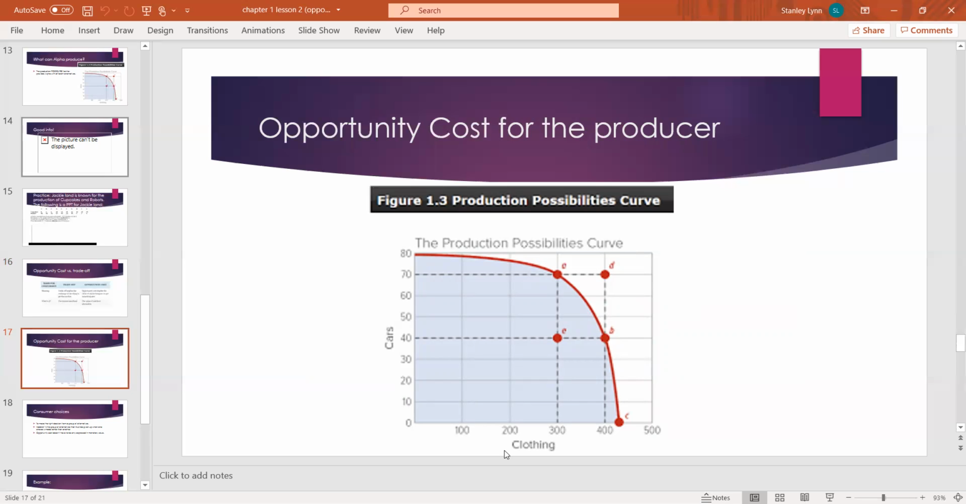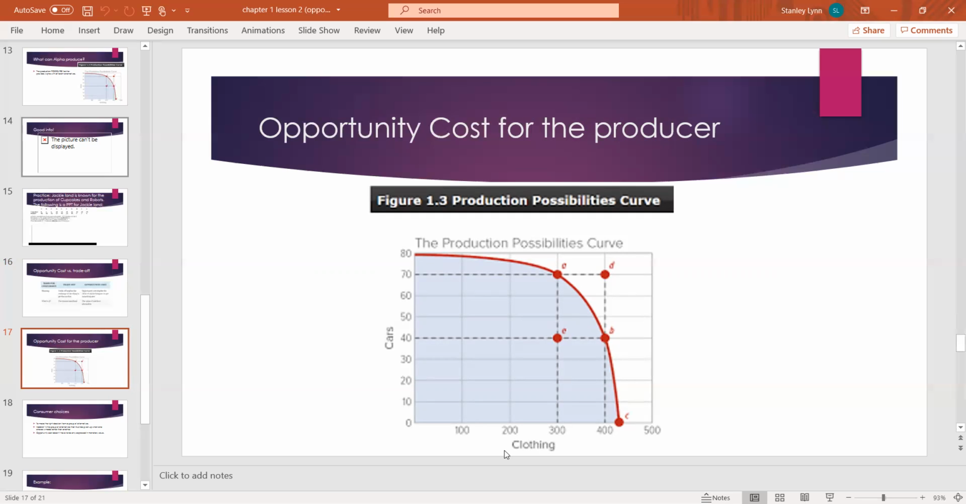And we said, as long as we are on this red curve, we are being efficient, okay? If we're inside the curve at point E, we are underutilizing our resources. That means there are still leftover resources that the producer is not using, okay? If we're at point D, this is what we call unattainable. That means that we do not have enough resources to produce 70 units of cars while producing 400 units of clothes. This is unattainable. As long as we're on point A, B, or C, that means we are efficient, okay? This means that we are maximizing our production by utilizing all our resources. None of them are idle, okay?